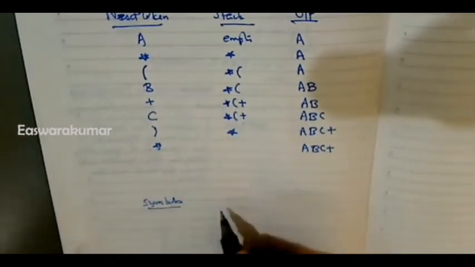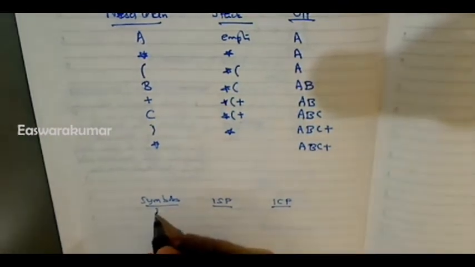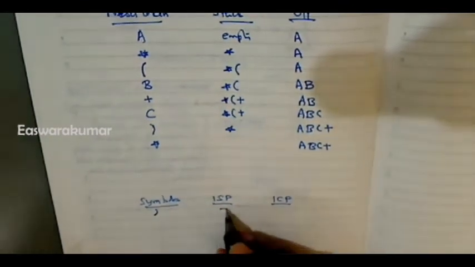Okay, then ISP, that is in-stack priority. Another one is ICP, incoming priority. So in-stack priority and incoming priority. If the right parenthesis comes, we are not assigning any priority, because as soon as a right parenthesis comes, we simply pop out till we get the left parenthesis. So nothing is required; only whatever we are inserting inside the stack needs a priority, right? So for the right parenthesis we are not considering anything.